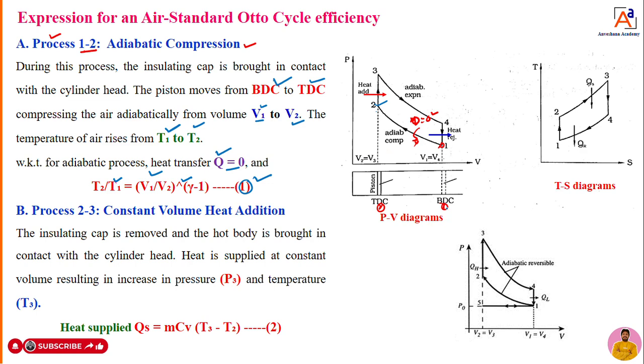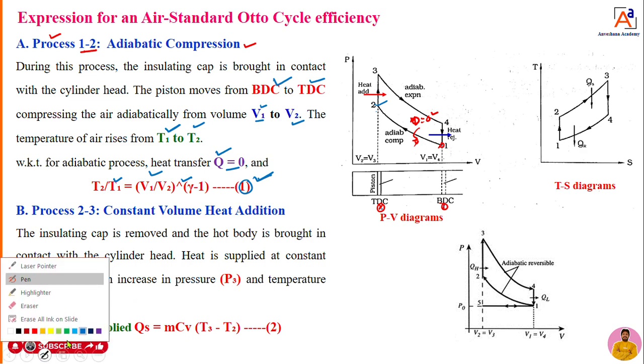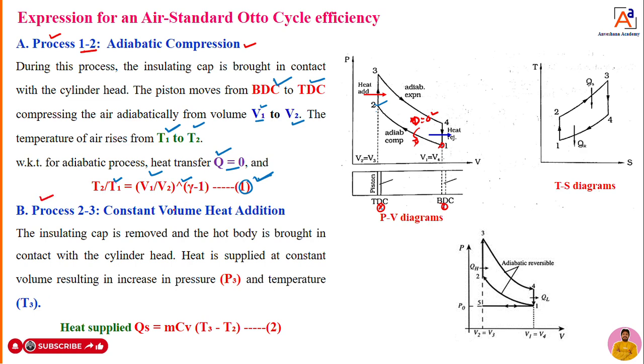Once the piston reaches from point 1 to point 2, the adiabatic compression is done and we got an equation, which we called equation number 1. Now I will move towards the next process. That is process 2 to 3, that is nothing but constant volume heat addition.